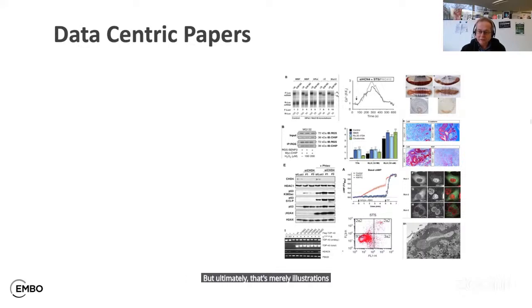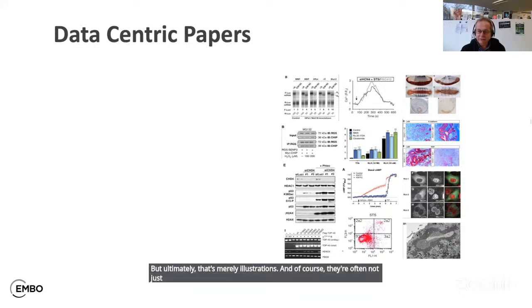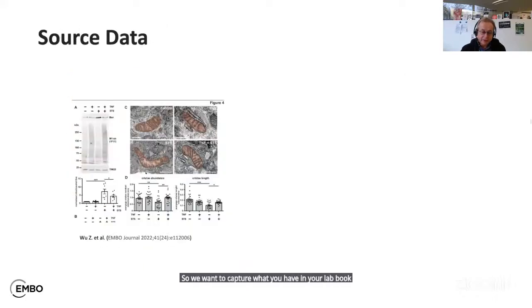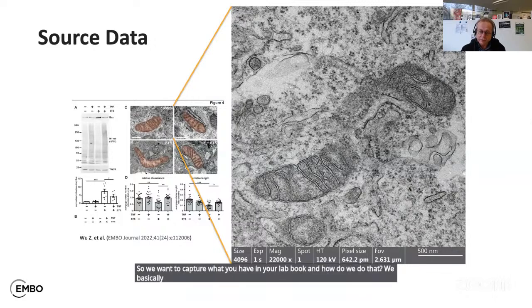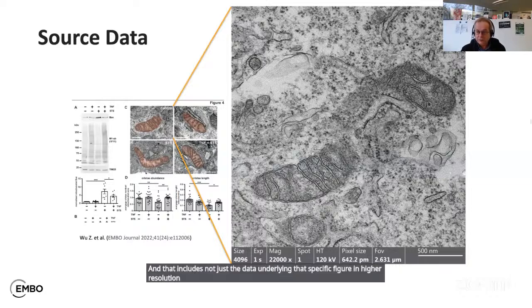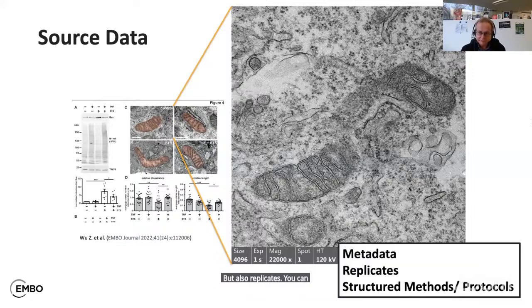And of course, they're often not just randomly selected. They are often selected to make a strong story. So we want to capture what you have in your lab book. And how do we do that? We basically have every figure panel now supported with a link out to primary research data. And that includes not just the data underlying that specific figure in higher resolution, less cropped, with all the metadata associated, as you see here for the mitochondria without false coloring, for example, but also replicates. You can put all the replicates in, and that adds a lot of value.